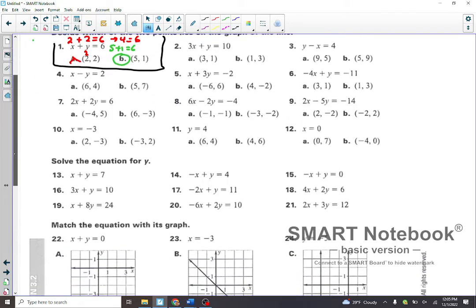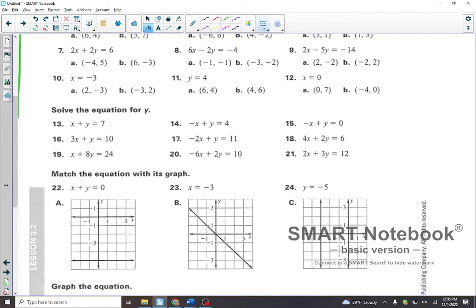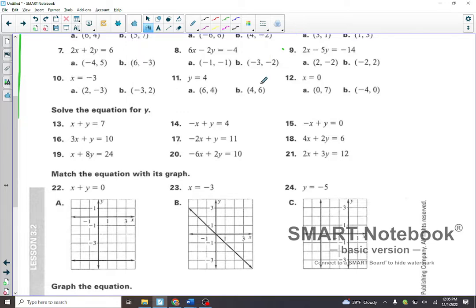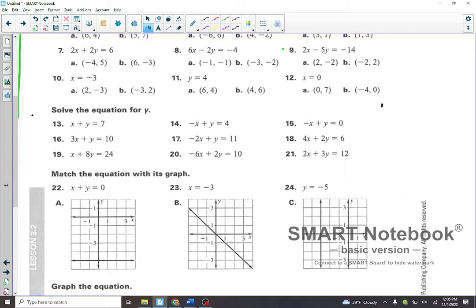So I'm going to move on. Number 13 to 21 is asking me to solve for y. When I ask to solve for y, that is another way to say isolate y. So I'll do 13 here for a little bit of space. But here, I want to isolate y or get y by itself. So in this case, I'm moving everything away from y.